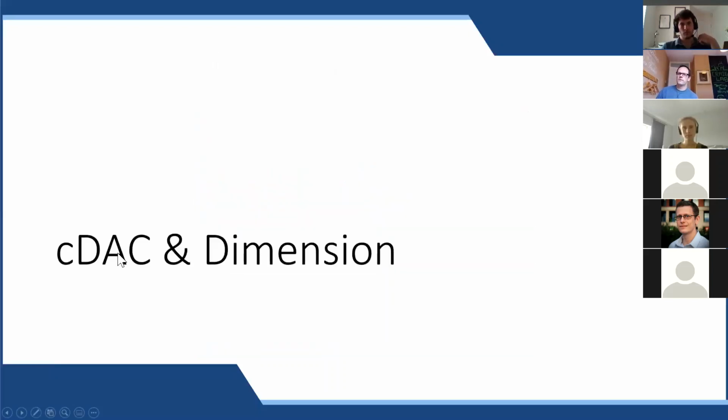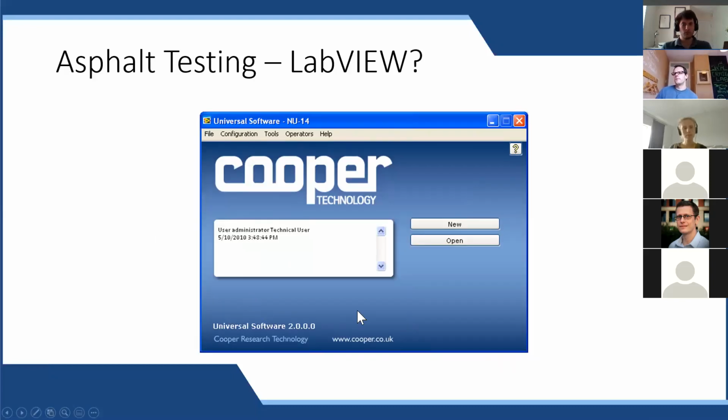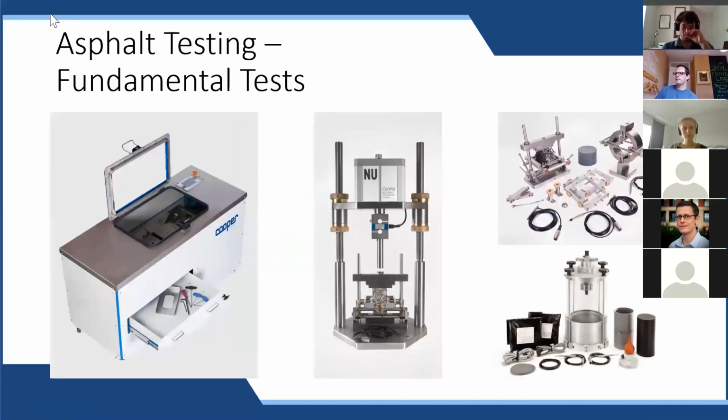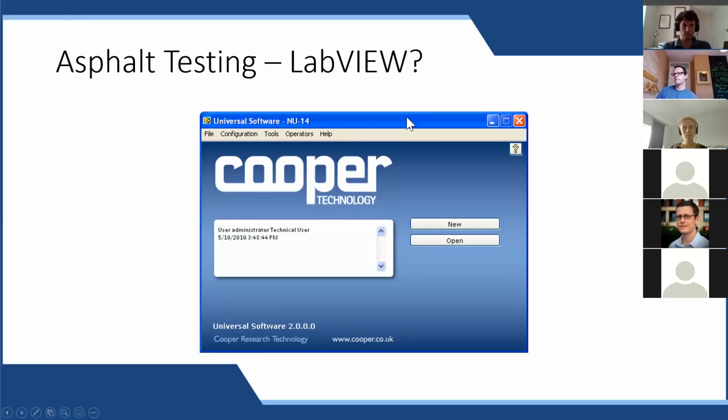Sorry, I'll just jump back onto that one. So one of our main bits of software for controlling, and this is pertinent, the middle type of machine here, which is a universal testing machine, which can perform lots of different types of tests on different shaped specimens and things like that. We have a piece of software called the universal software, which is heavily LabVIEW based. And that's what you can see on the screen here.